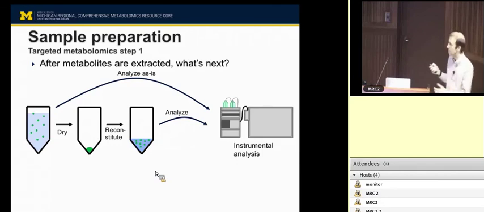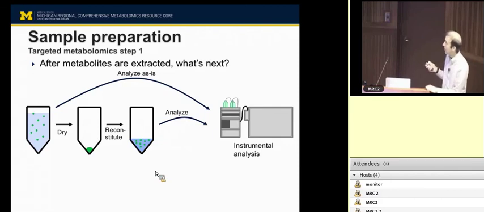tested the method. We've validated the method using authentic standards. We've purchased or had synthesized a pure chemical compound. We've run it on our method. We know exactly how it behaves. We can identify that compound in your sample, and so there's no ambiguity there.